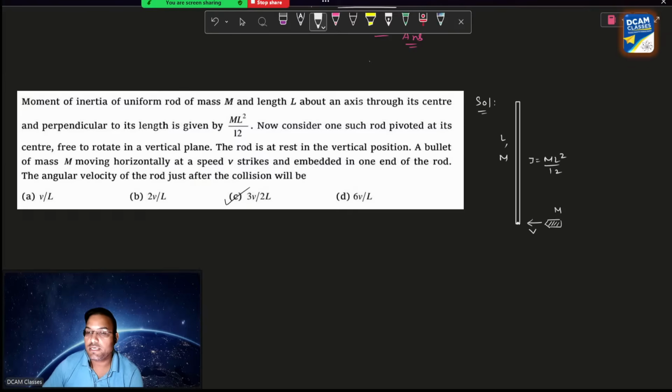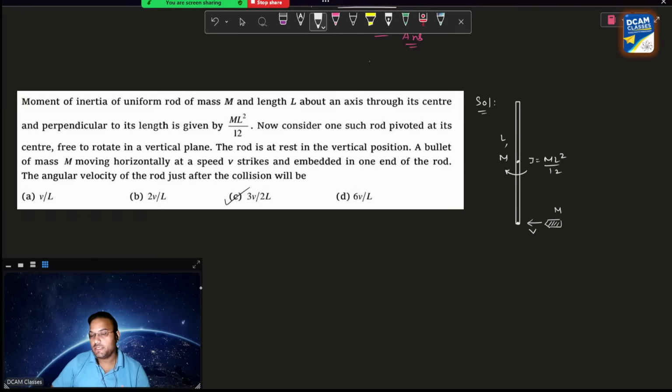After the collision, it sticks into it. The angular velocity of the rod just after the collision is what we want. Here we can apply the conservation of angular momentum, because we cannot apply the conservation of linear momentum in this collision. Since the rod will only be rotating after the collision, as it's pivoted at the center, we will have to apply the law of conservation of angular momentum.